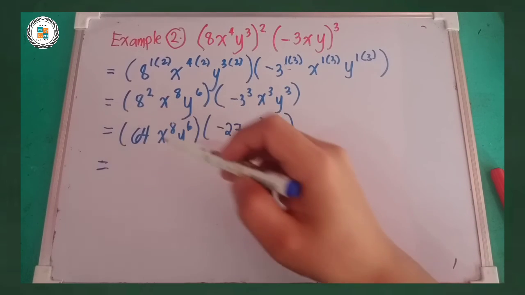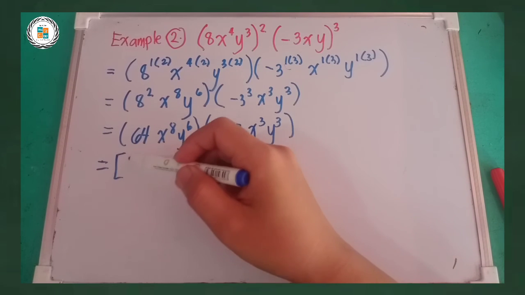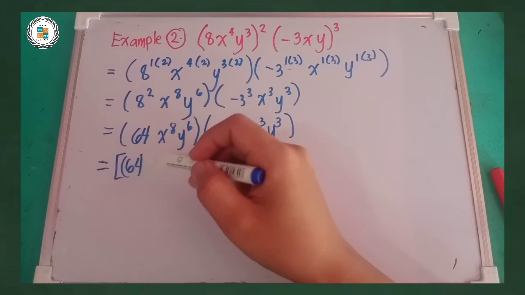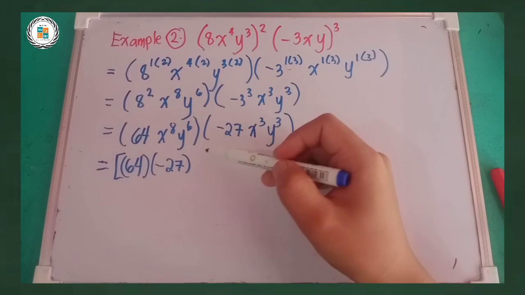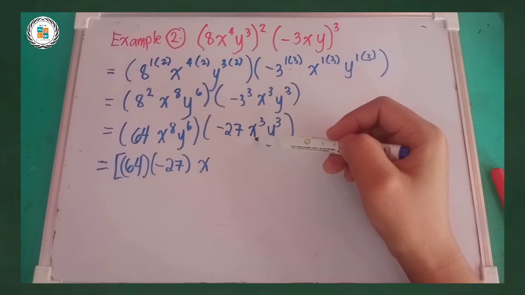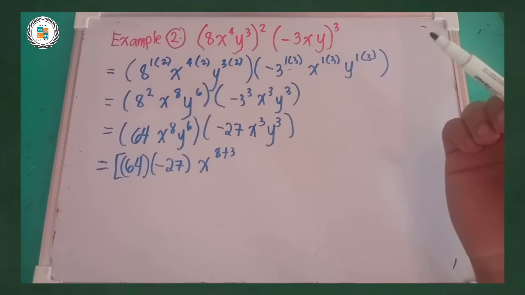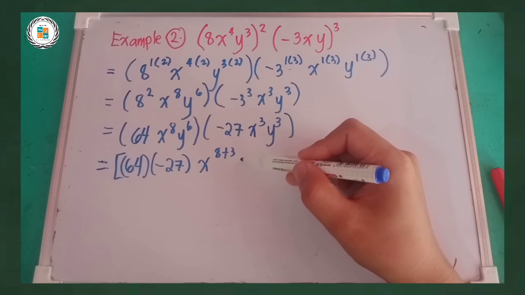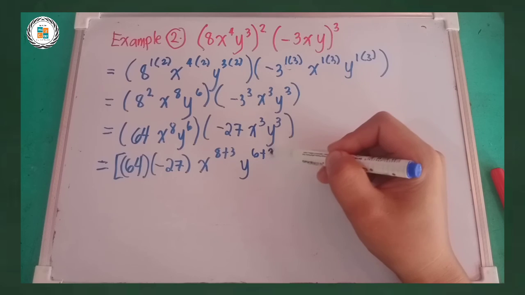So, next, ito ang i-multiply. We can apply the product rule for same base. Okay, so i-copy ang constant. We have 64 times negative 27 times x, common base ng x. Sa ibuhaton na to, ato ang add ang ilang exponents. So we have 8 plus 3. Am I clear? Okay. Followed by y, 6 plus 3.